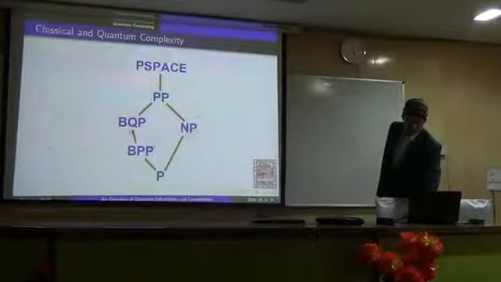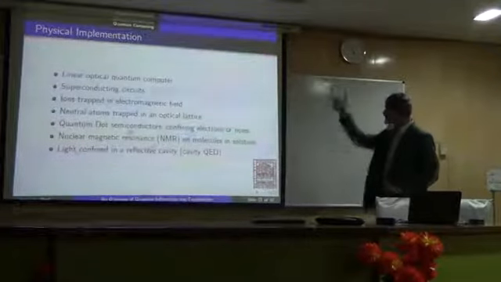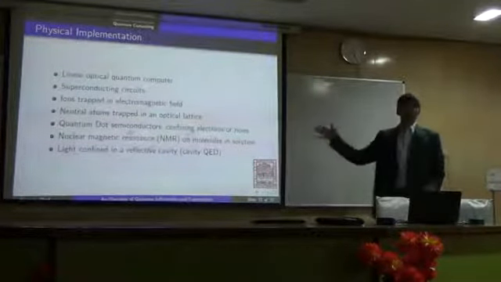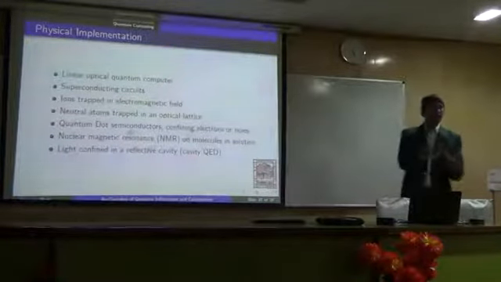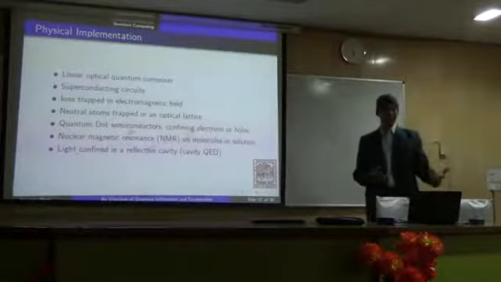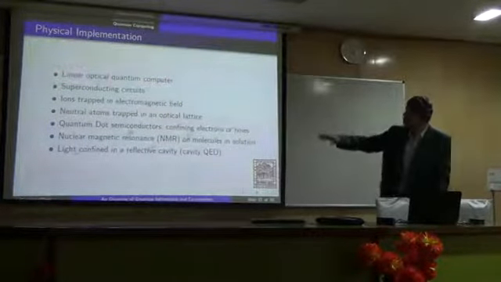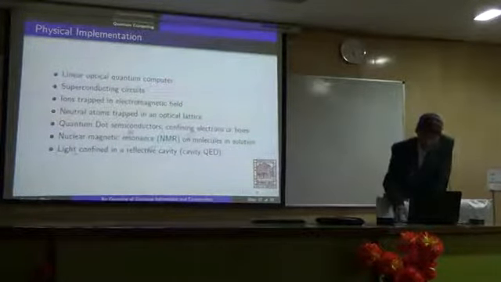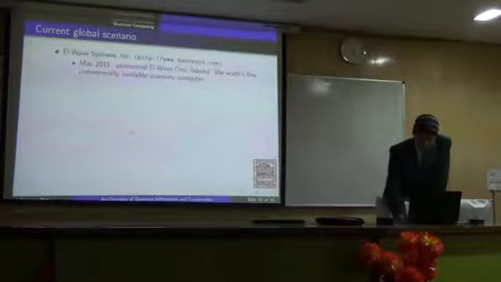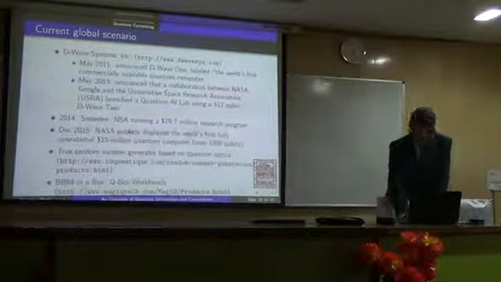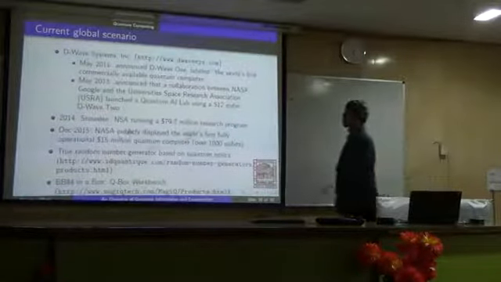So that's an open area. This is just a list of physical implementations of quantum computers. As I said, you can use many things, just like in classical computation you use charge or current or voltage. Here you can use many physical properties of many items. This is the outline of the current global scenario. The latest one is in December 2015.